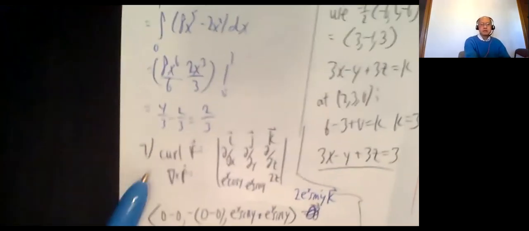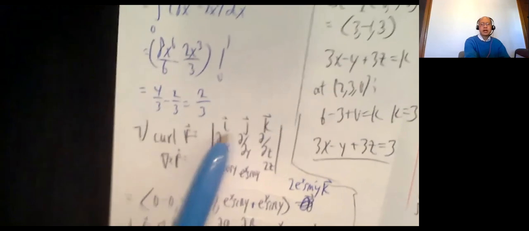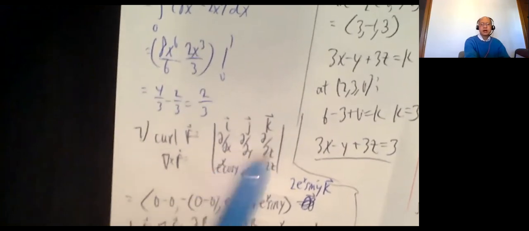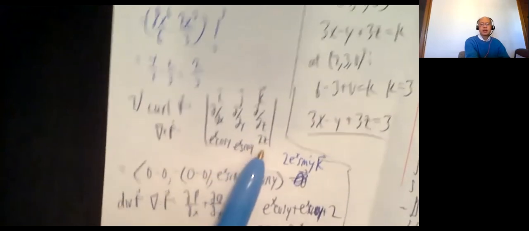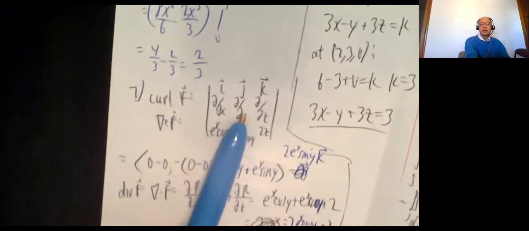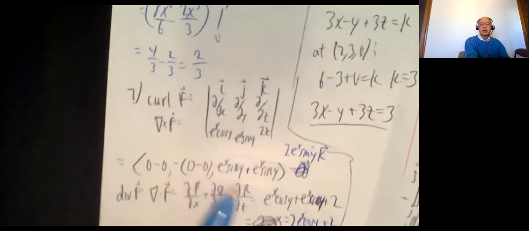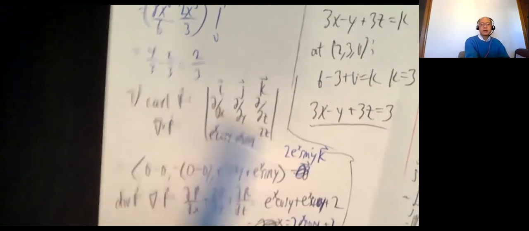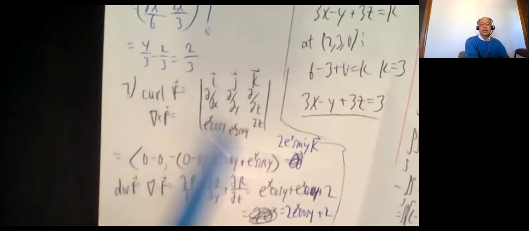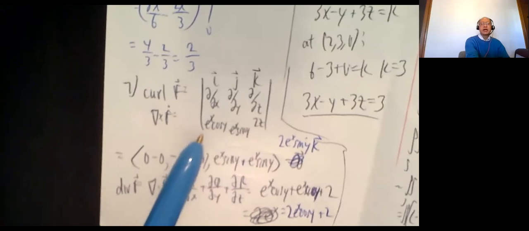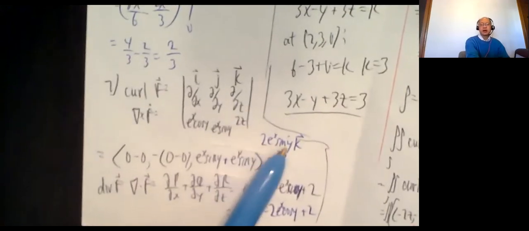7, I messed up. So the curl of F is i, j, k, partial with respect to x, y, and z: e to the x cosine y, e to the x sine y, 2z. So the i component is nothing minus nothing. J component is the opposite of nothing minus nothing. The k component, at first I thought it was nothing, but I messed up. It was a double negative. It's e to the x sine y minus a minus e to the x sine y. So 2 e to the x sine y k.